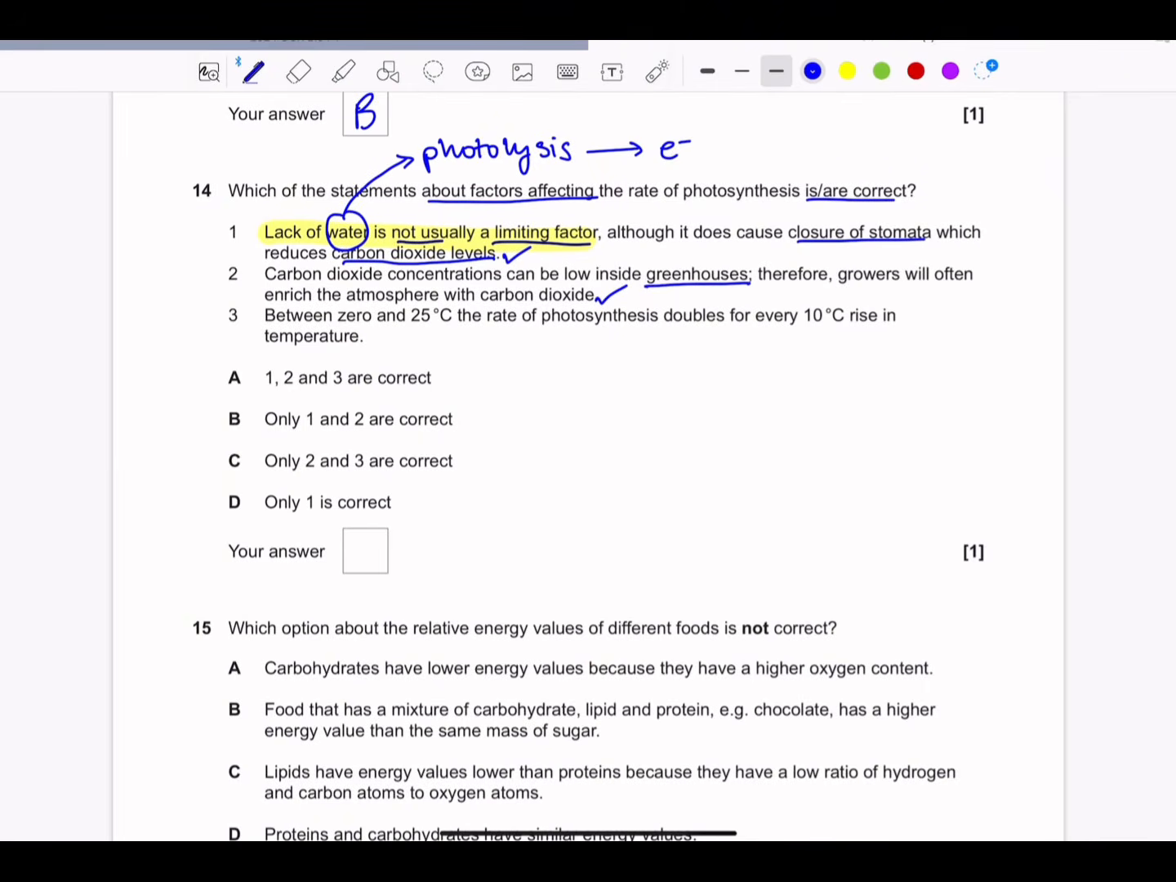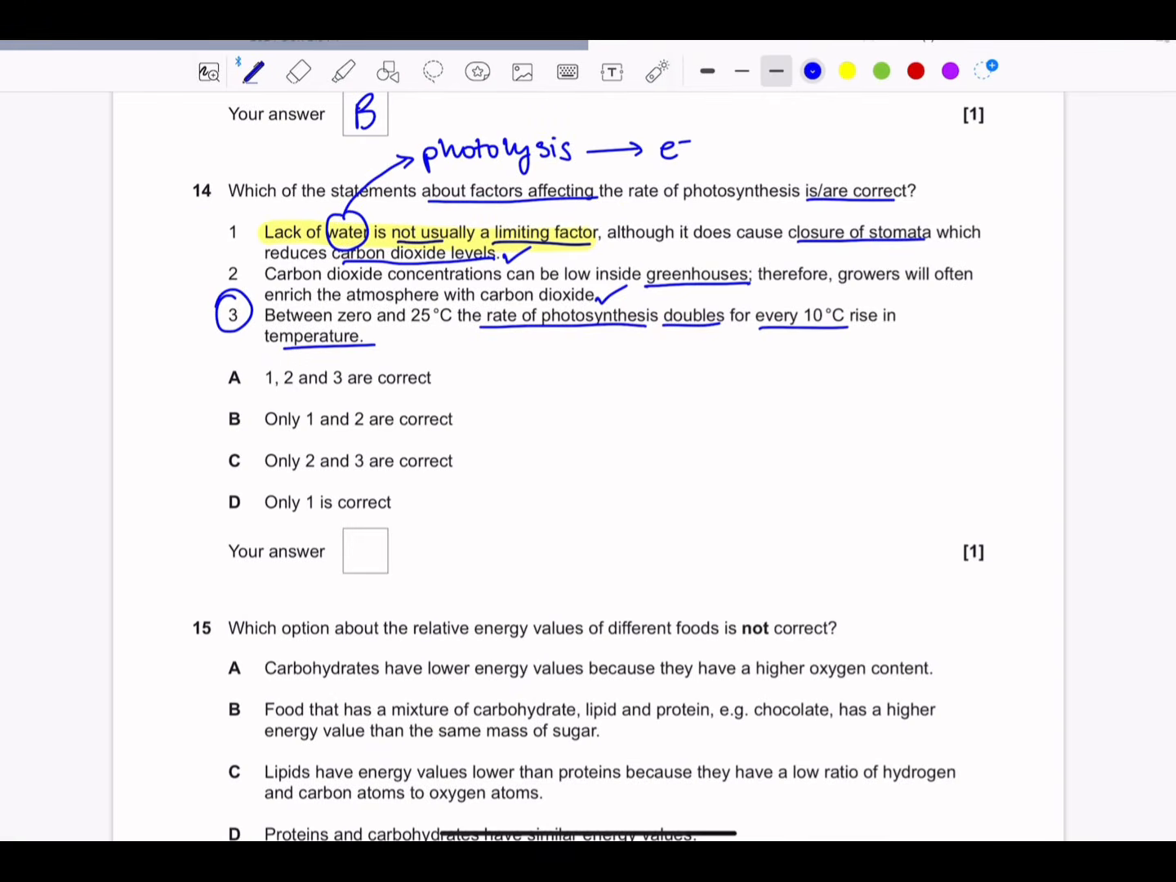The third one is that between 0 and 25 degrees Celsius, the rate of photosynthesis doubles every 10 degrees Celsius rise in temperature. Now, I've searched high and low to see if the statement's true. It's not in the textbook, not the specification, not in any other OCR resources I've seen online. So I'm not sure where they're getting this fact from. If you do know where, can you please put it in the comments, because I'm genuinely curious, because I genuinely can't seem to find anything online.